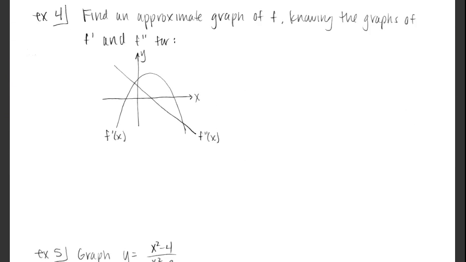We want to find an approximate graph of our function, knowing that our first derivative and our second derivative look like this. To analyze the graphs, I'm going to break it down into separate parts. Let's just look at the first derivative. I'm going to start labeling: this is A right here, that point is B, and this point is C.